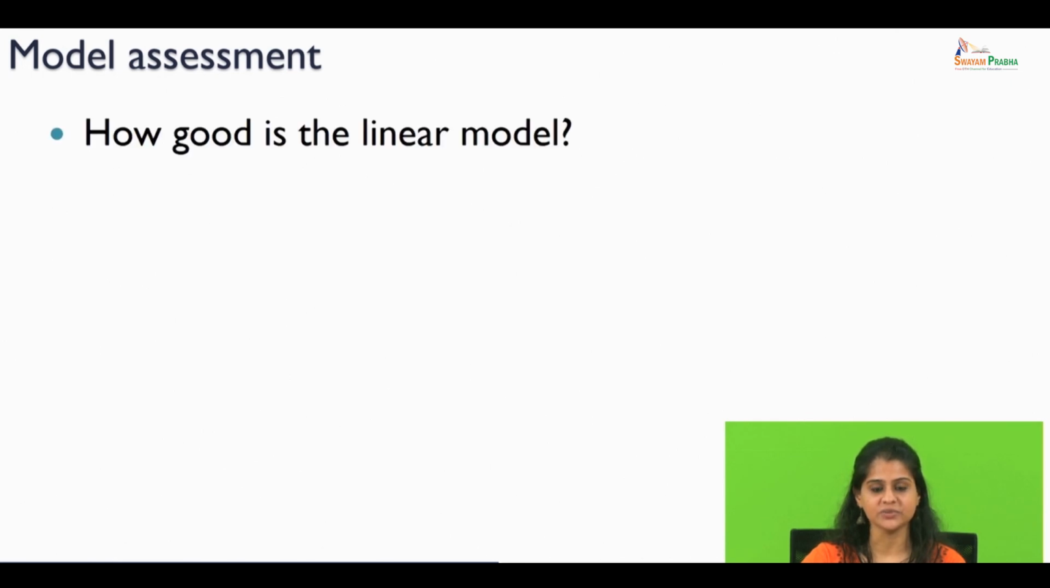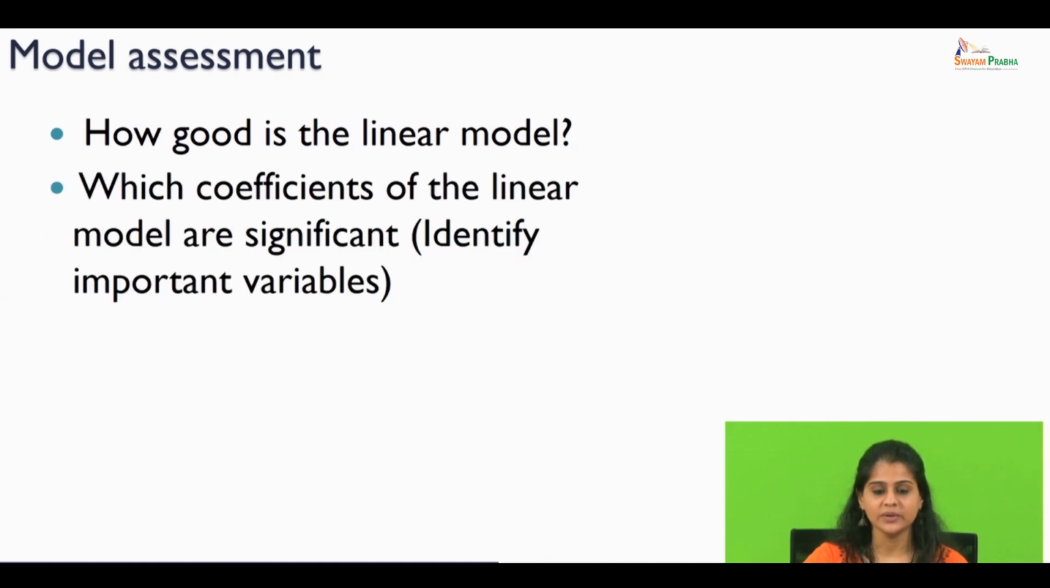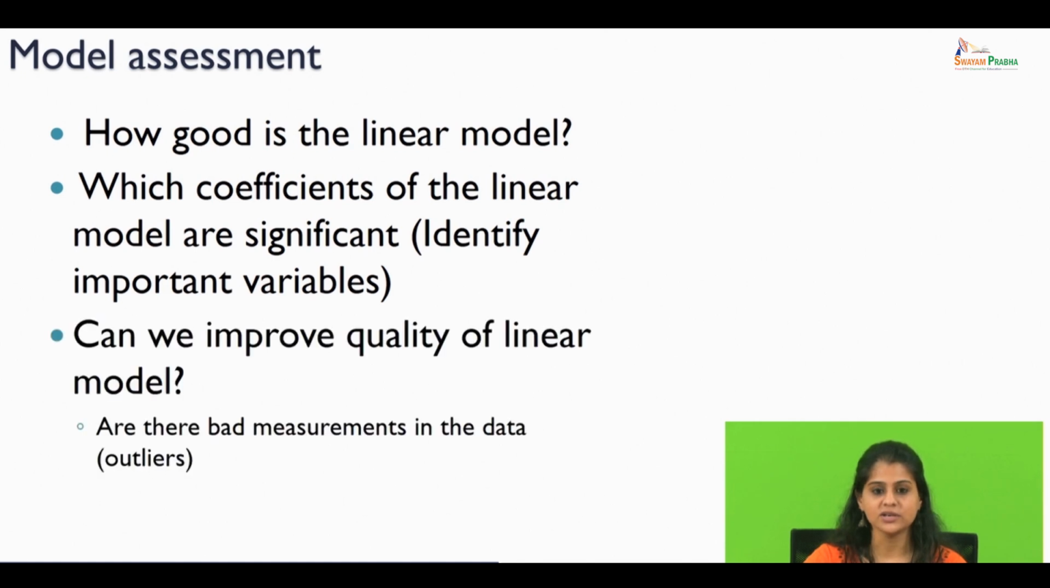So there are a few questions which we need to answer before we go into model assessment. After having built a model, we first need to check how good our linear model is. Now we need to identify which coefficients in the linear model are significant. If you have multiple independent variables, then we also need to identify which of them are important. We also need to know, can we improve the model further? As a part of this, we are going to look at whether there are any bad measurements in the data. By bad measurements, we mean, are there any outliers in the data which could affect the model? This question alone will be handled in the next lecture. So let's look at how to answer the first two questions.